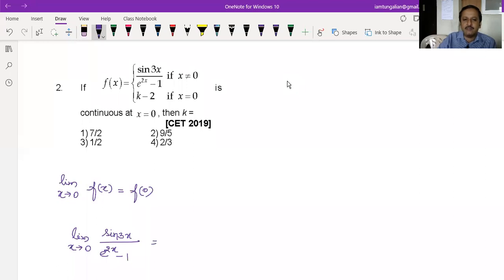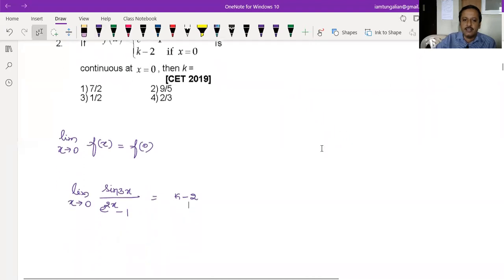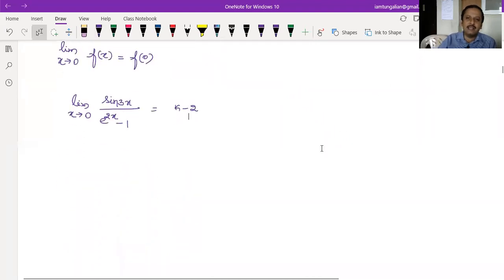That is equal to f of 0. What is f of 0? k minus 2. Okay, so now apply the limit. If I directly apply the limit, the numerator is sine 0, which is 0. The denominator is e power 0, that is 1 minus 1, which is 0. So 0 by 0. This is an indeterminate form.